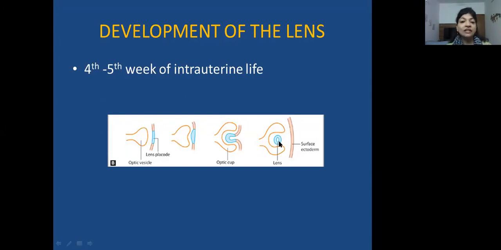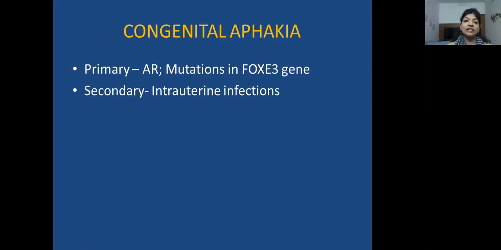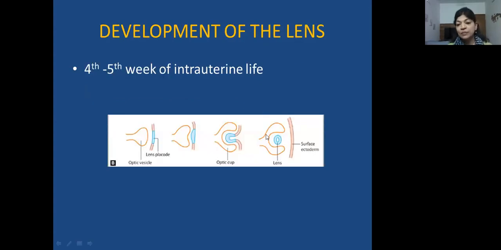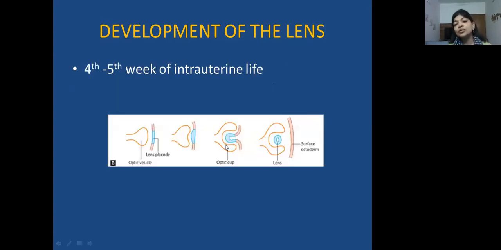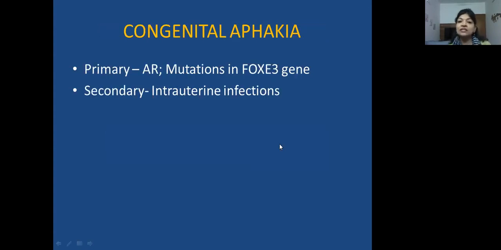So you can have a condition called congenital aphakia, where this lens placode doesn't develop at all. It could be either primary or secondary. Primary is generally autosomal recessive because of certain mutations. And in secondary, the lens placode does develop, but because of certain intrauterine infections, the commonest being rubella, you can sometimes have absorption of the already formed lens. In that case, it's called secondary aphakia.